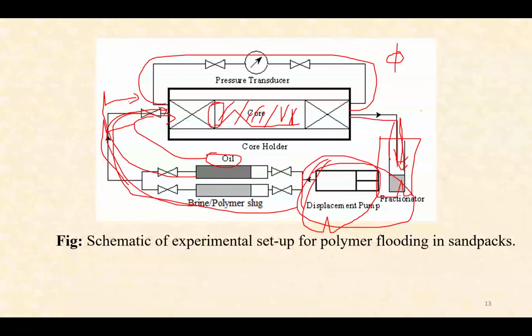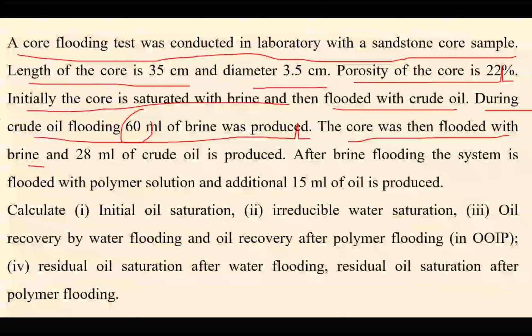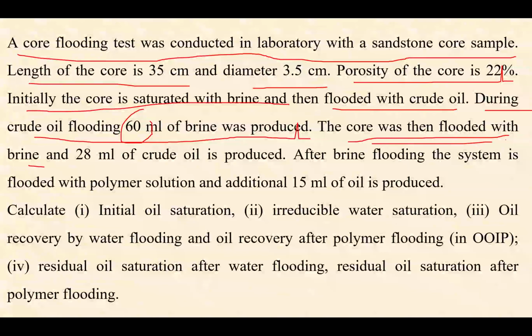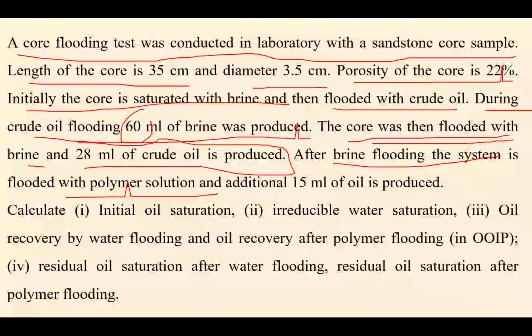So according to this problem, it is observed that when the core was flooded with brine, 28 ml of crude oil was produced. So this crude oil is produced by water flooding, that is, by the secondary method. And after brine, the system is flooded with the polymer solution, and an additional 15 ml of oil is produced.